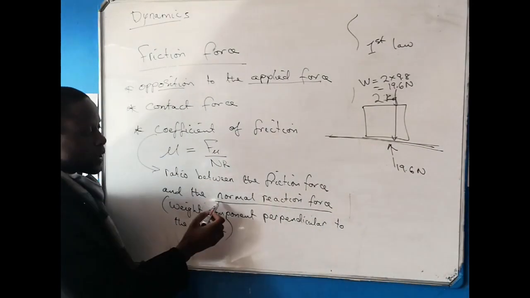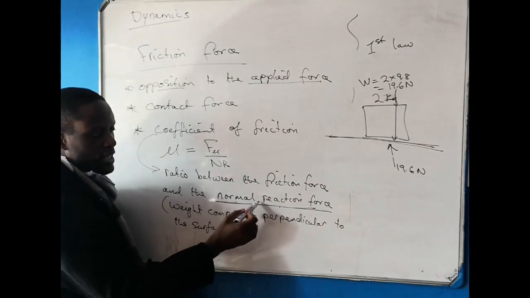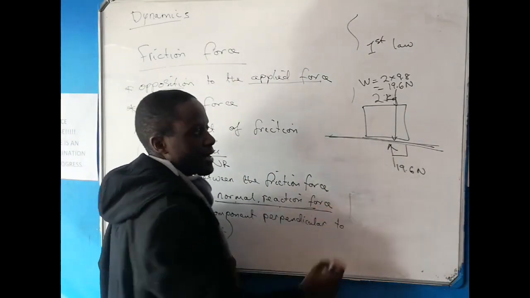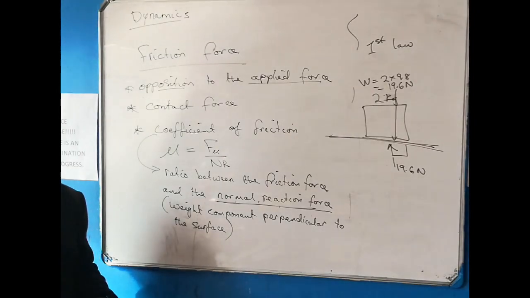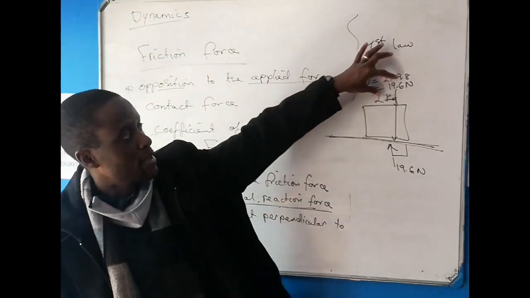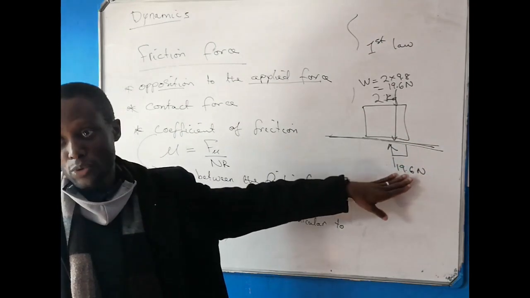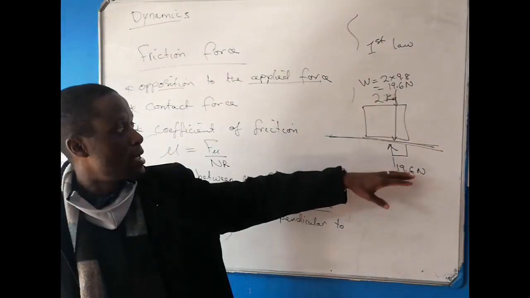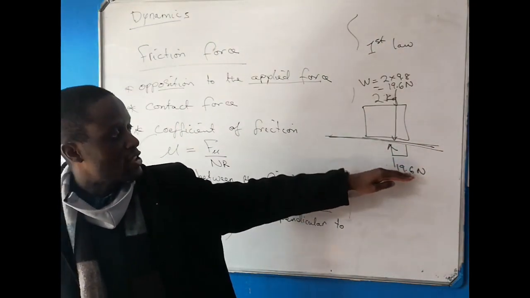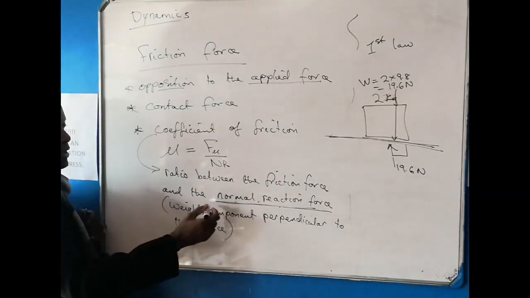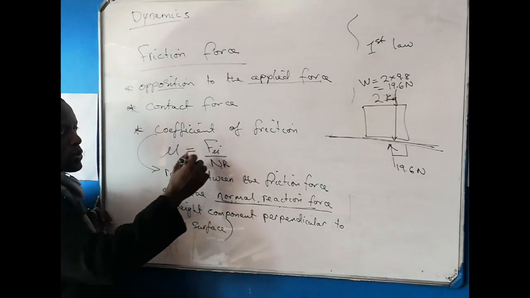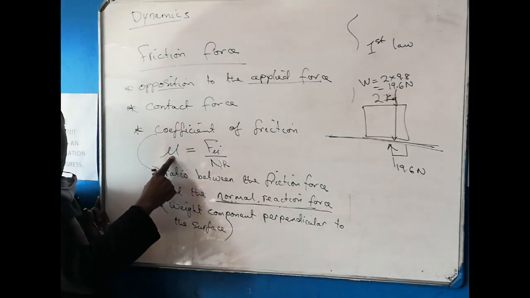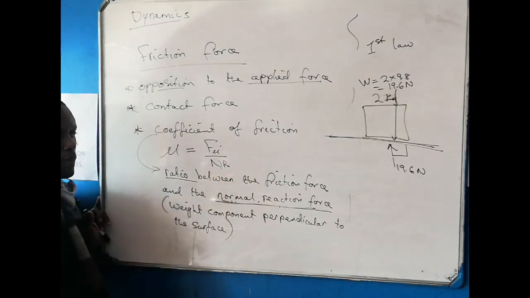That's why they are calling it what? A reaction, a normal reaction, and it should always be at 90 degrees to the surface. It is a reaction. If we change the weight of this, even the reaction will change. Okay? So the friction force divided by the normal reaction will give us the what? The coefficient of friction.